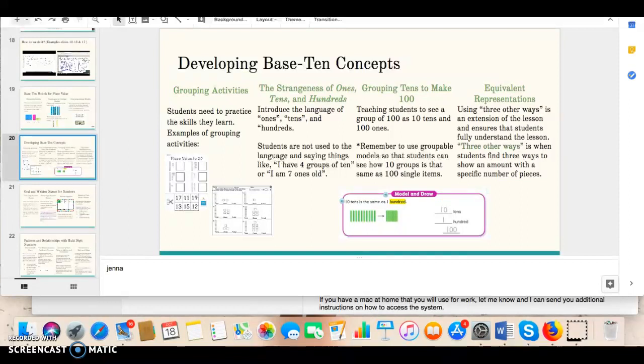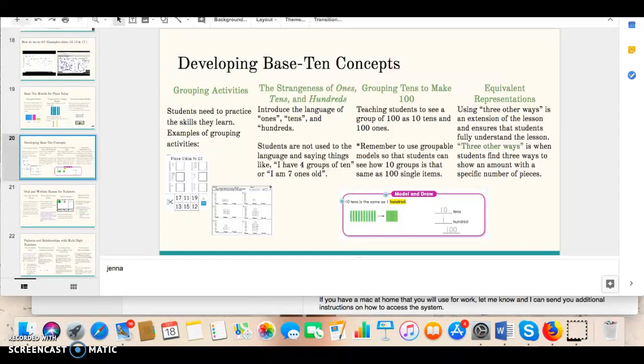The strangeness of ones, tens, and hundreds. Introduce the language of ones, tens, and hundreds. Students are not used to the language, and saying things like, I have 4 groups of 10, or I am 7 ones old, can be very confusing to the student, so it's good to just use that language as much as possible in the classroom.